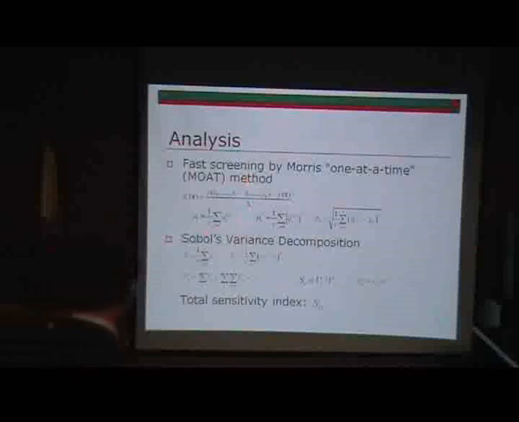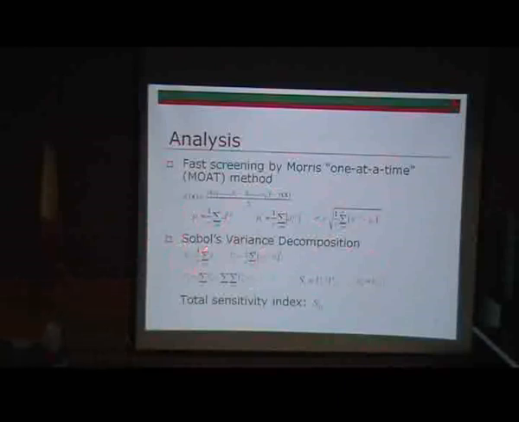Parameter domain makes this global analysis. And sigma determines how much our parameter deviates from its mean due to interaction with different parameters. I'll show the results later.